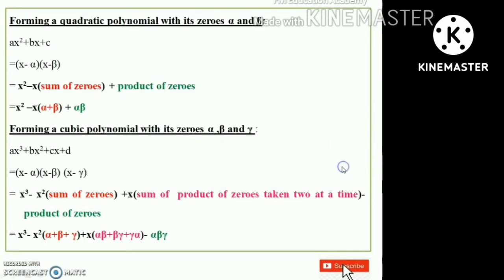Okay, so as I said, how to form a quadratic polynomial with zeros alpha and beta. So what is my standard formula?